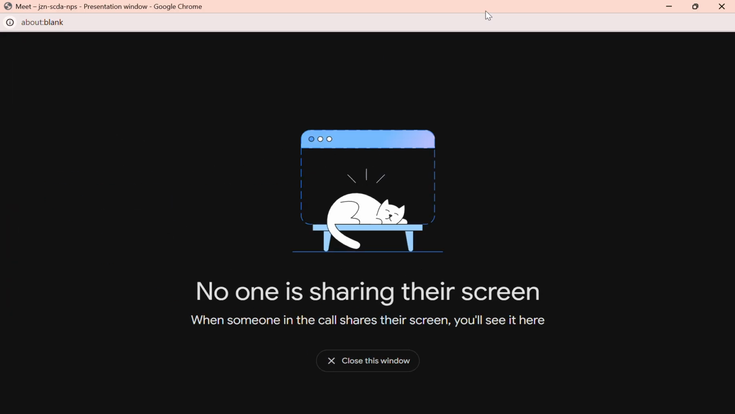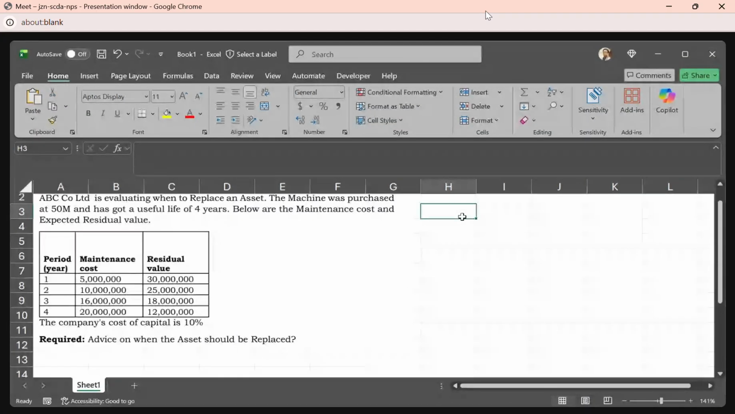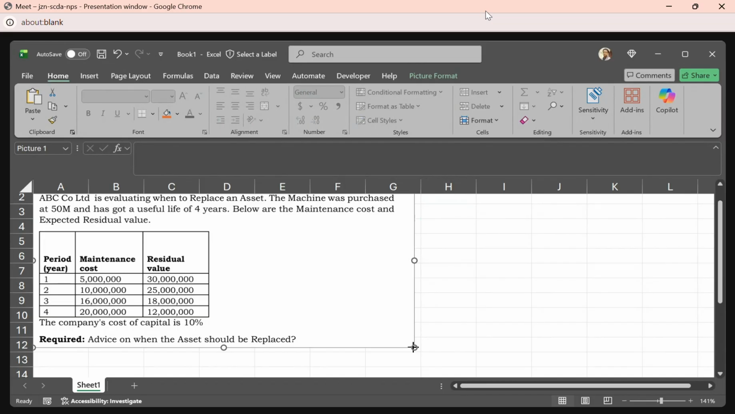You will tell me if you can see my screen. If you are not seeing my screen or the Excel file, you will also notify me before I continue. Okay, I think the screen has come. If you cannot see the screen, please let me know.